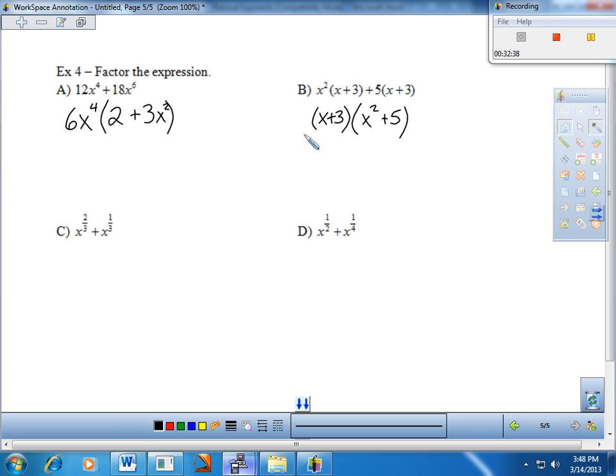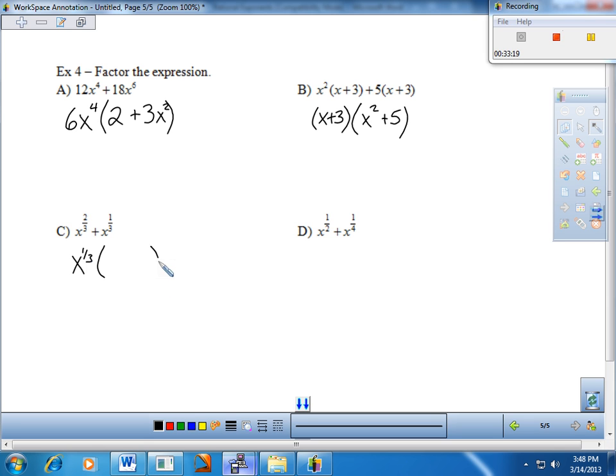All right, now C and D. So again, title of the notes worksheet, Rational Exponents. Now what we're going to do is try to factor this expression right here. We're going to manipulate it. We're going to rewrite it in its factored form. So what is the greatest common factor of x to the 2/3 and x to the 1/3? Well, again, don't overthink. It's just the lower power. So x to the 1/3 is the greatest common factor.